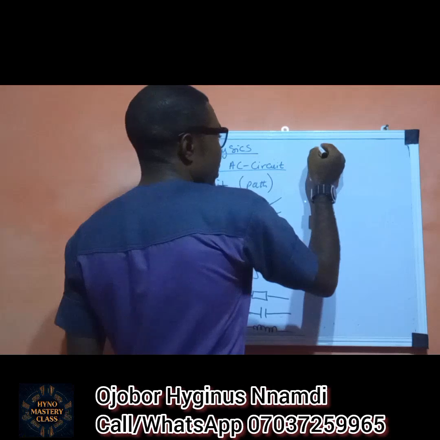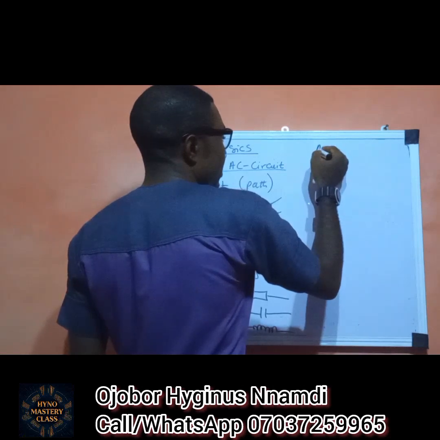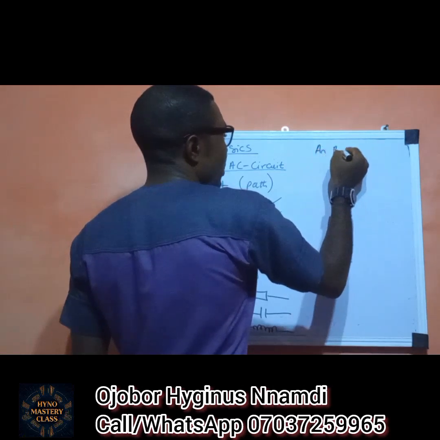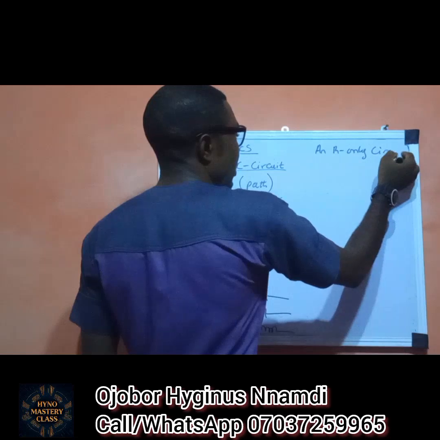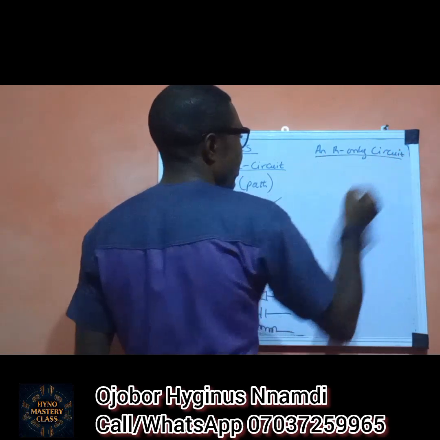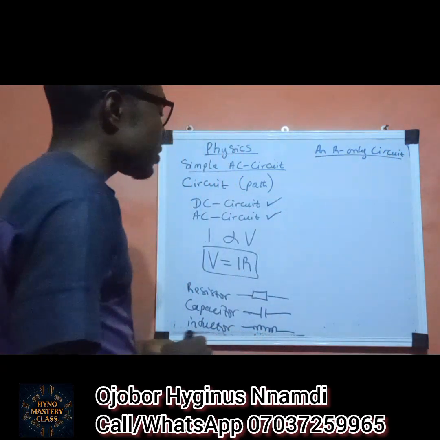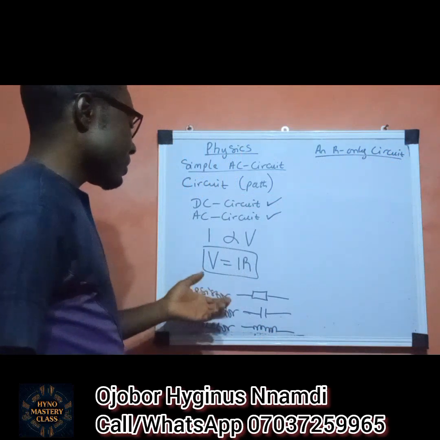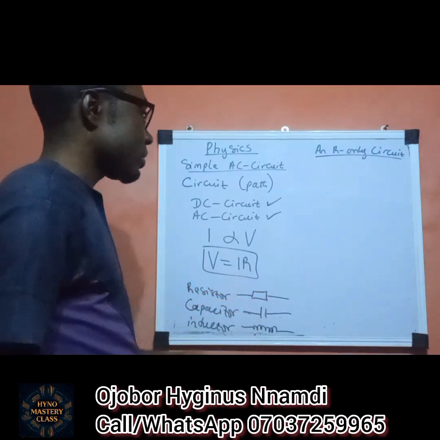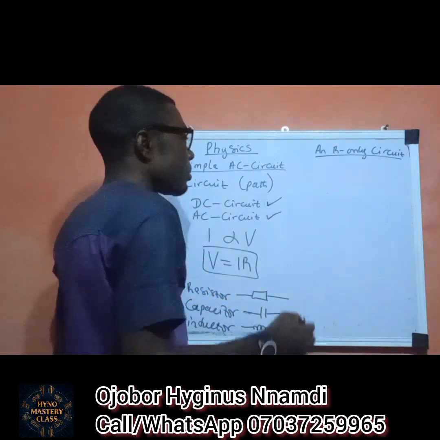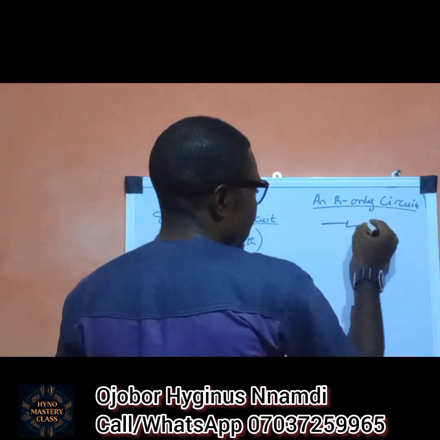Condition where the circuit is an R-only circuit. When I say R-only circuit, I mean a resistor-only circuit, that is, an AC circuit that contains only a resistor. In this kind of circuit, the circuit behaves like a DC circuit because it has to obey Ohm's law, since the only opposition provided is the resistor. Such a circuit is represented in this form.